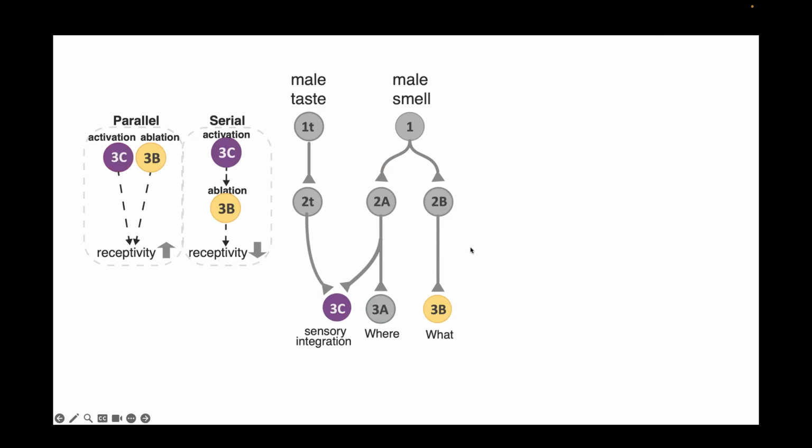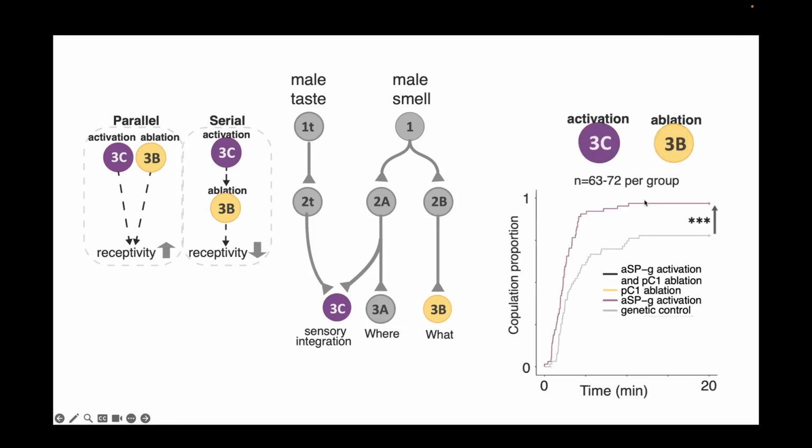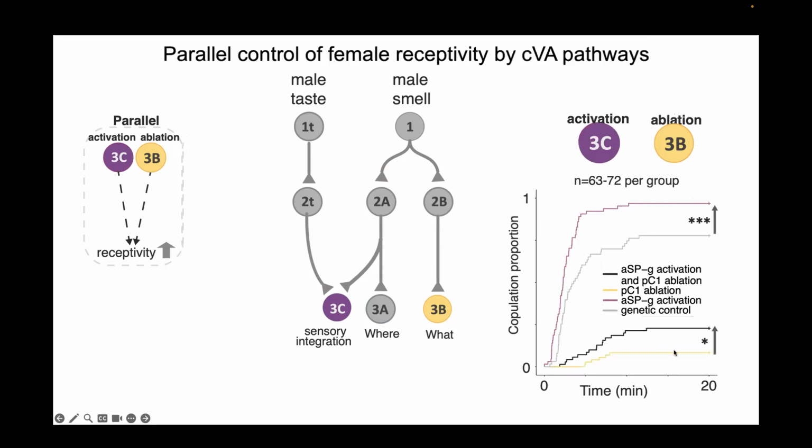So in order to do that, I devised an epistasis experiment. Here you see the purple line is activation of 3C neurons or ASPG neurons, which again increases female receptivity. And here the yellow line is ablating PC1 neurons, which reduces female receptivity, but the black line is activating 3C neurons on top of ablating 3B neurons.